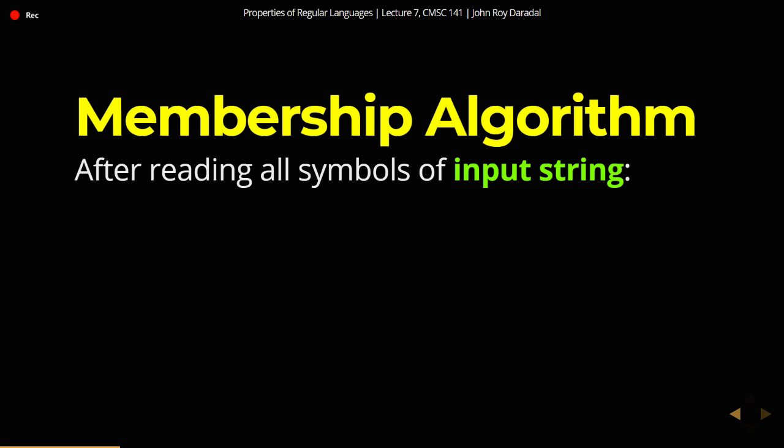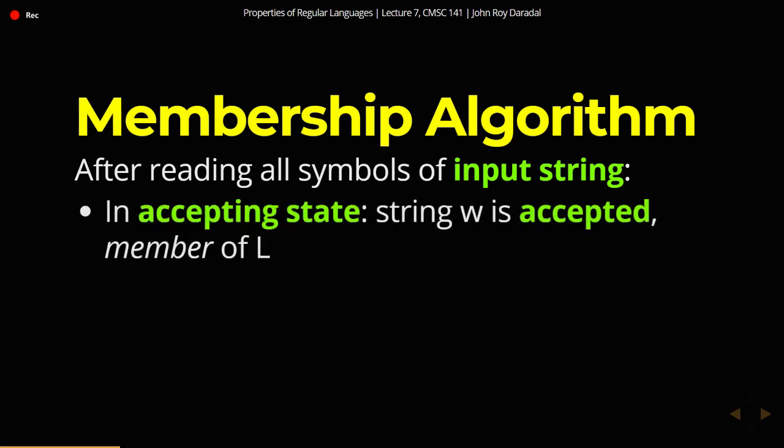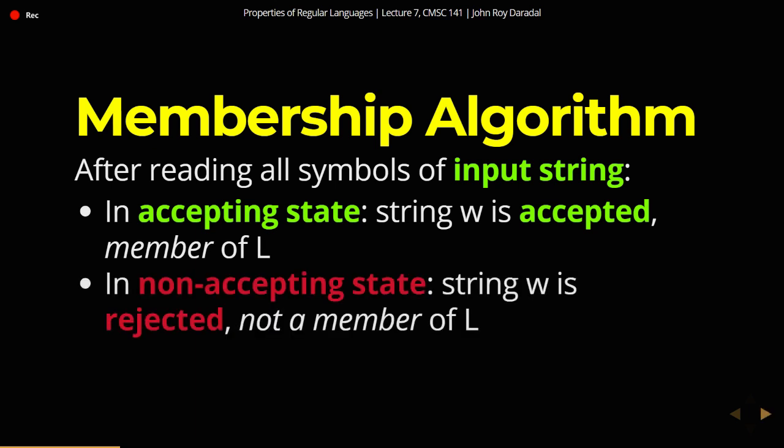So after reading all symbols of the input string, if we end up in an accepting state or a final state, then we accept string W. So it's a member of the language. Otherwise, if it's a non-accepting state that we ended up in, then string W is rejected, and that means that it's not a member of the language. Okay, so we've already seen this in the previous videos, so hopefully it's not so much of a problem anymore. Okay, so that's the membership algorithm.